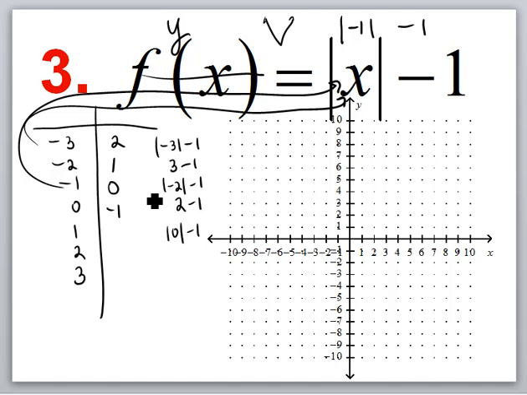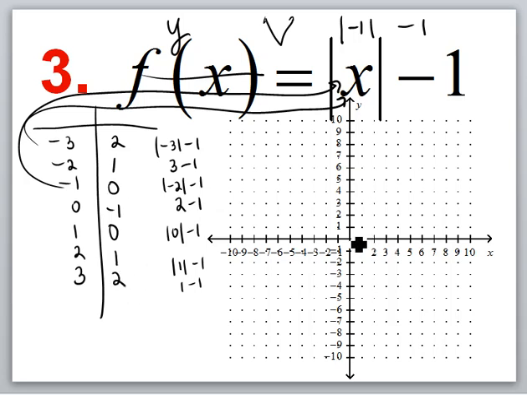Then I'm plugging in 1 again. Well, absolute value of positive 1 is just positive 1. 1 minus 1 is 0. Plug in 2. I get 1, and then I plug in 3. 3 minus 1 is 2.